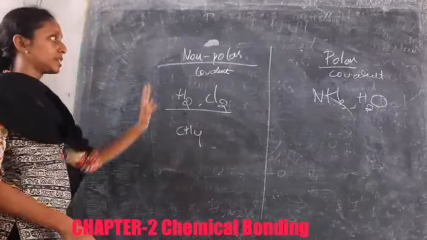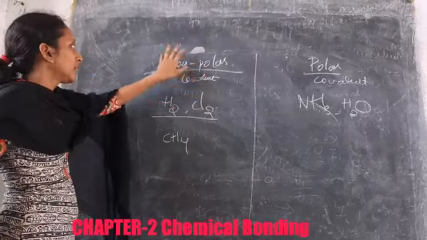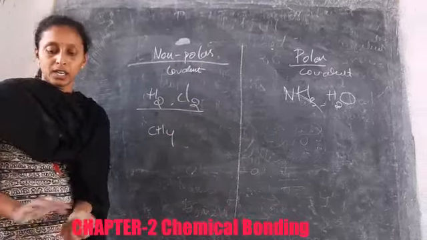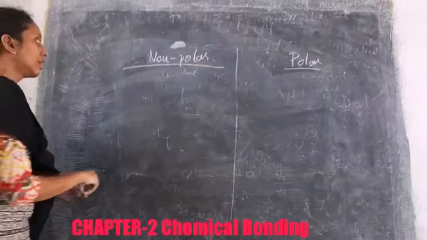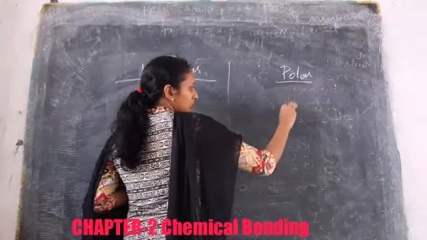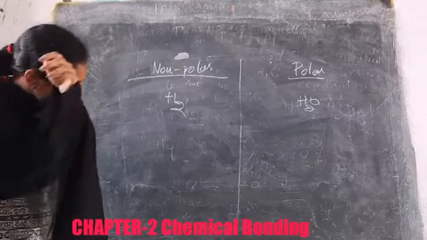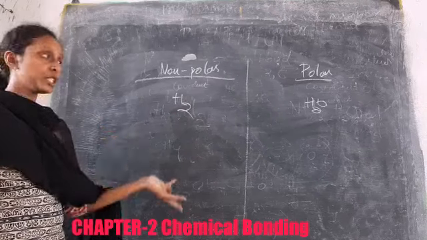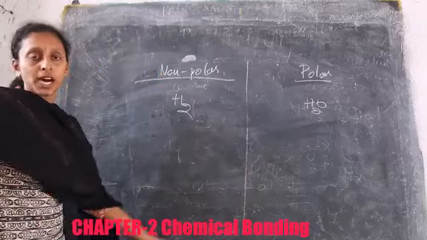Next is, what is the difference between non-polar and polar? Non-polar is where the atoms are identical, whereas in polar the atoms are non-identical. So here the atoms are identical. Here the atoms are non-identical. And here there is no charge separation since electronegativity is negligible or not there. But in polar compounds there is a charge separation.